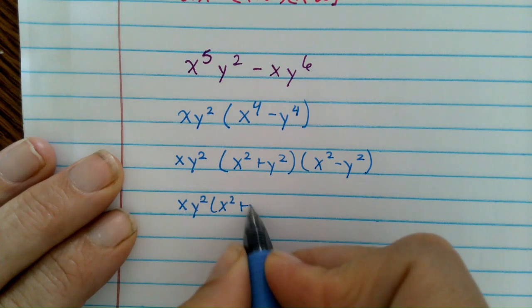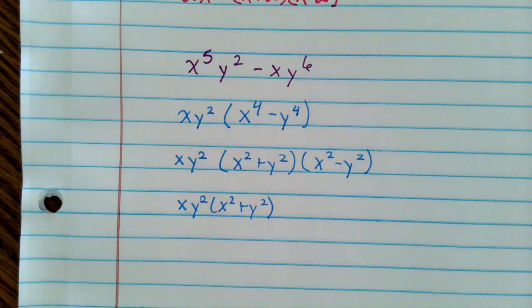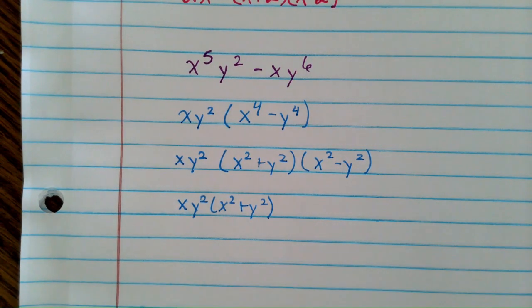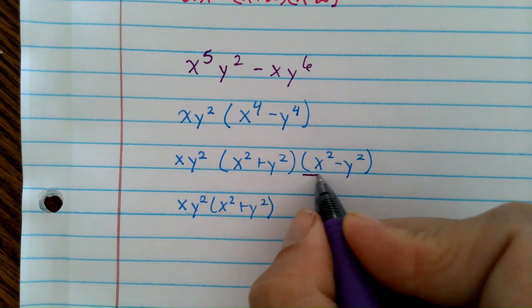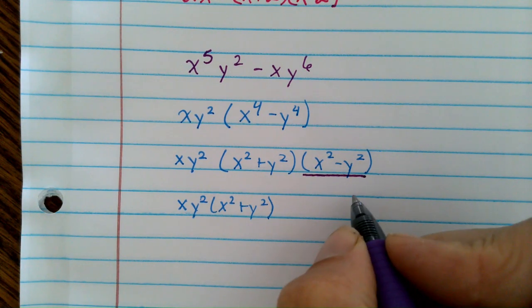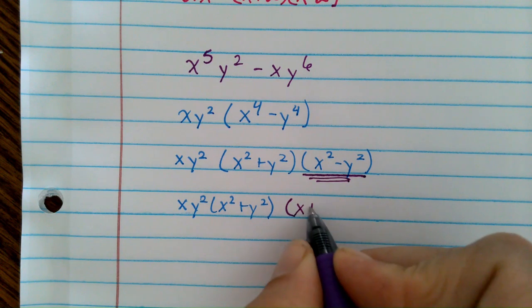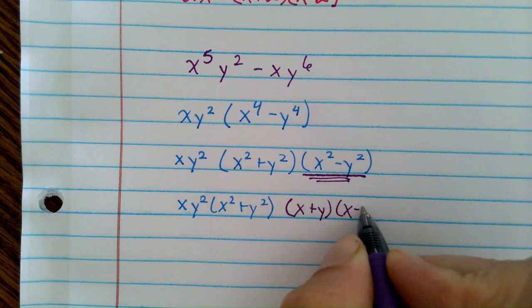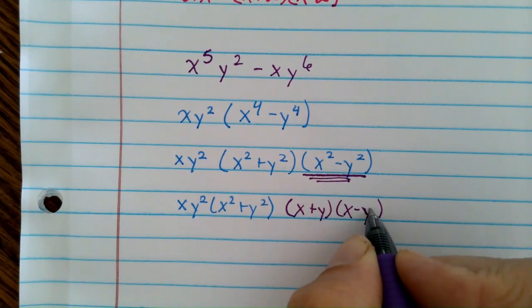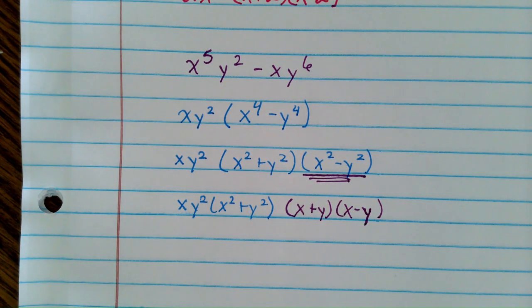A sum of two squares does not factor, because it would if you wanted to use imaginaries, but we don't want to use imaginaries. However, this here is a difference of two squares again. So this one here would factor to an additional x plus y, x minus y. So remember to make sure you factor completely.